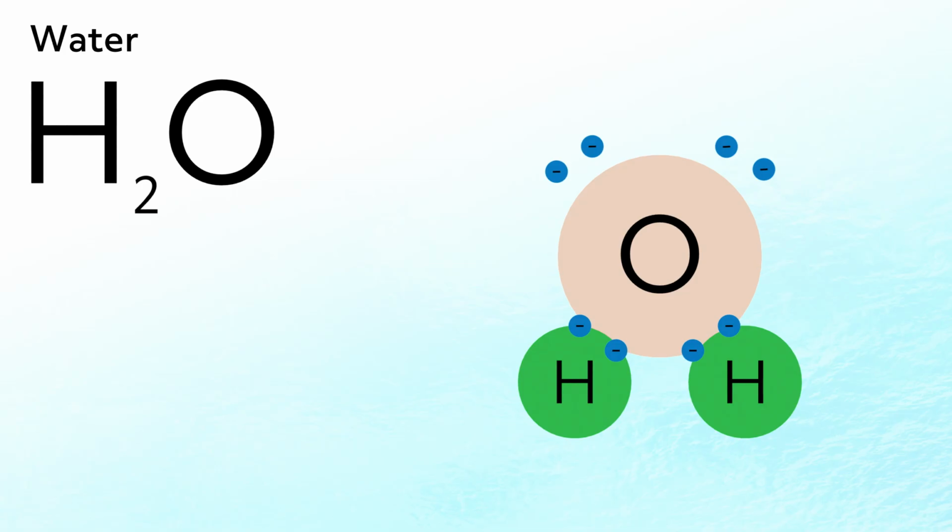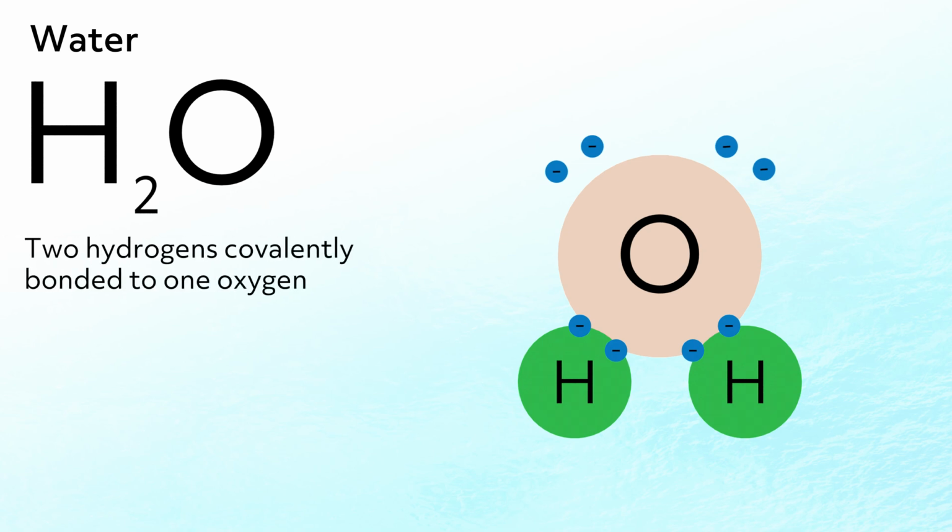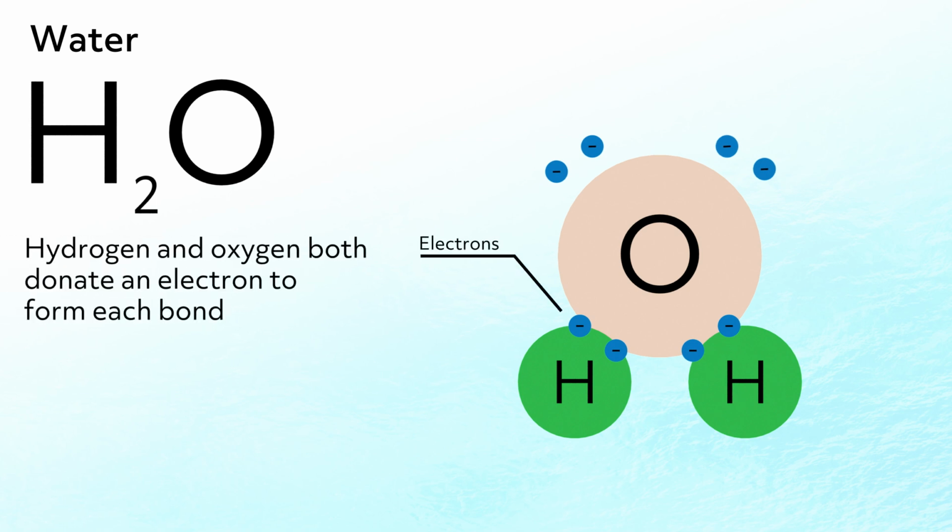To understand the macroscopic properties of water, we need to understand the molecular properties first. So let's start by looking at the structure of an individual water molecule. We know the chemical formula of water is H2O, 2 hydrogens covalently bonded to 1 oxygen. This means that the hydrogen and oxygen both donate an electron to form each bond.